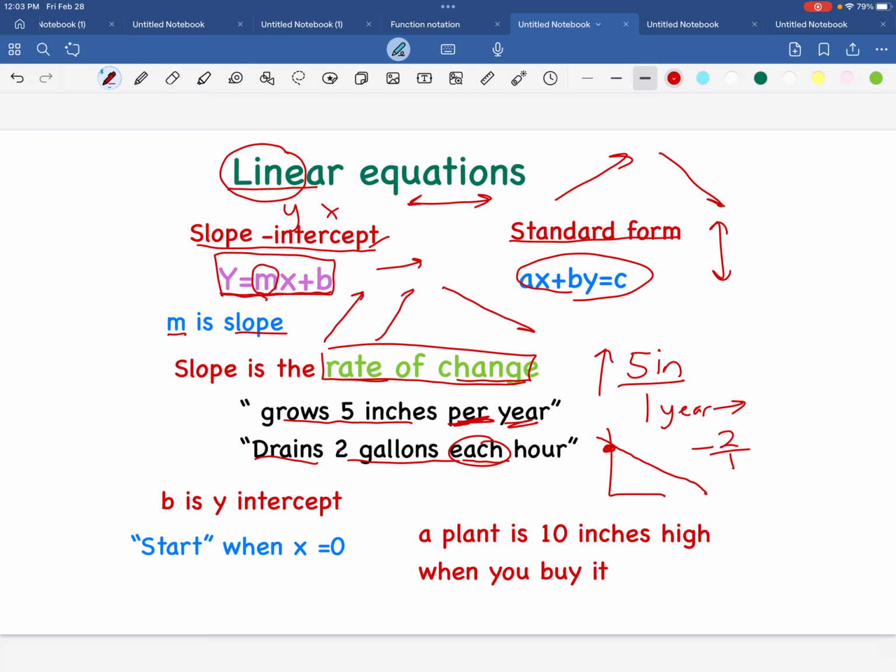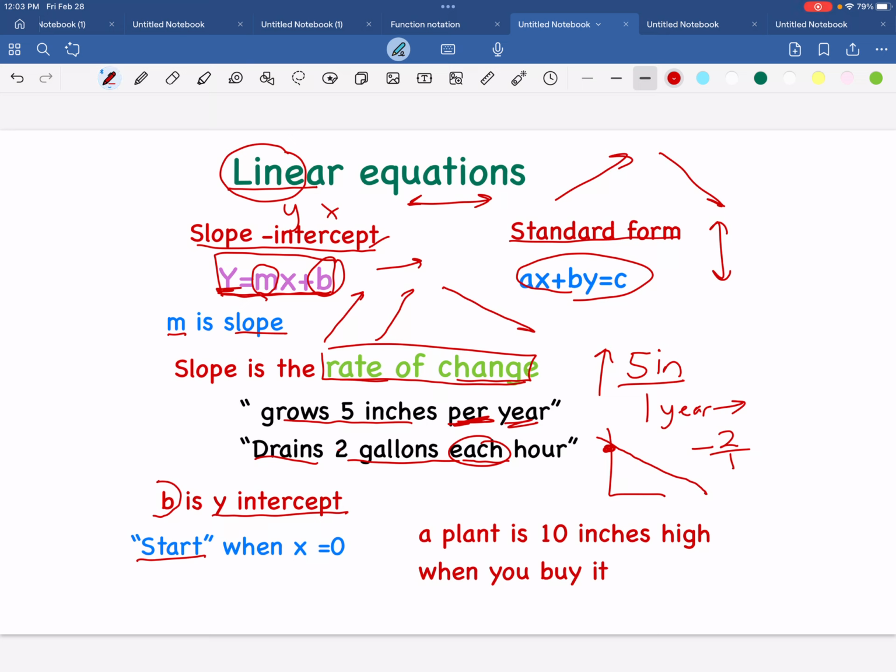Now notice, again, in these, the y has to be alone on one side. The other part that's important is the b. The b is the end of this equation, and it stands for the y-intercept. So what does that mean? Well, it's sort of like where you quote-unquote start, even though a line really never begins or ends.